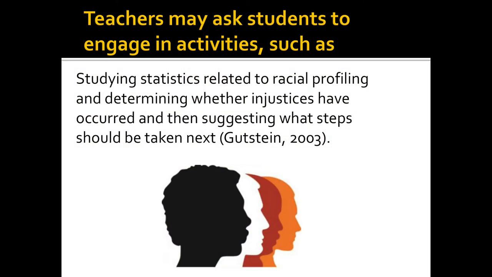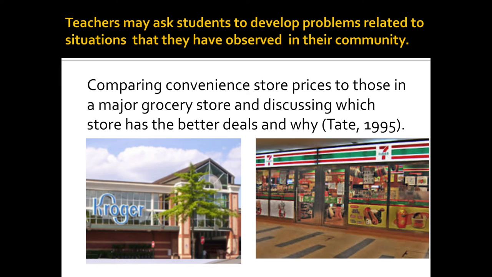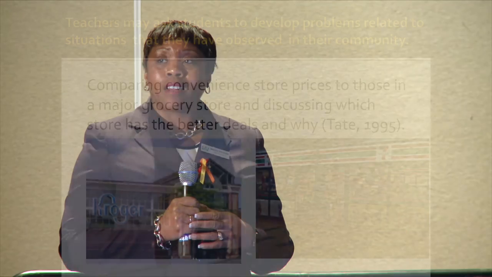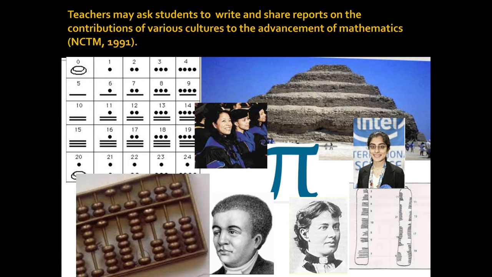Also, teachers may use activities that are centered around social justice issues, like studying statistics related to racial profiling and determining whether injustices have occurred, and then suggesting what steps should be taken next. Also, teachers may use tasks that are centered on students by asking students what kind of problems they want to study, such as comparing prices at a grocery store to prices at a convenience store. Also, it's important that students understand that mathematics does not come from math gods, but from people just like them, that we could all contribute to the development of mathematics.